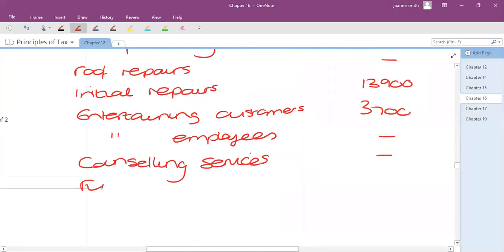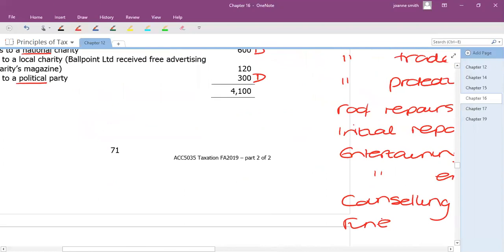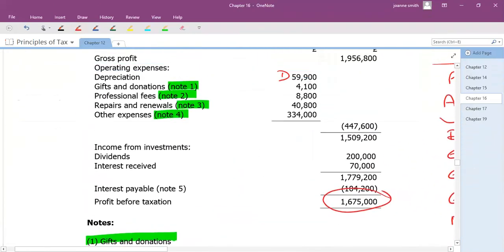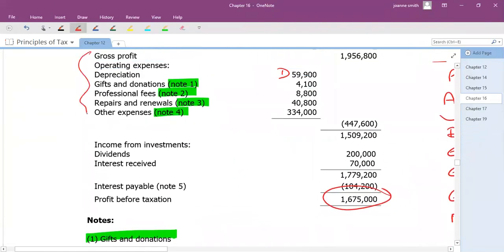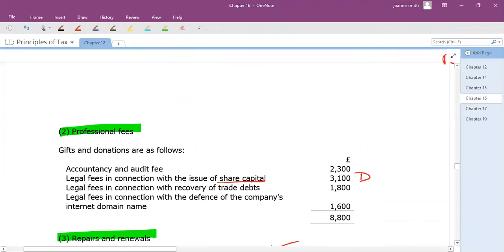And then the fine is the last one, which we're going to disallow for 2,600. So we've dealt with all of those expenses there. Now we do actually have another expense right at the bottom. It's not with this group of items because it's basically your finance costs, but it is an expense because it says interest payable. So while we're on the expenses, let's have a little look at note number 5.